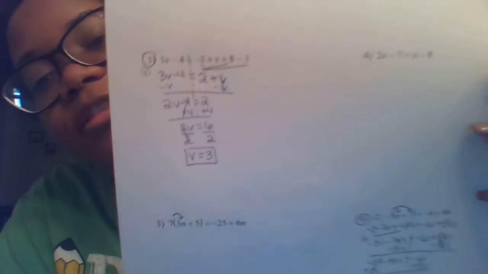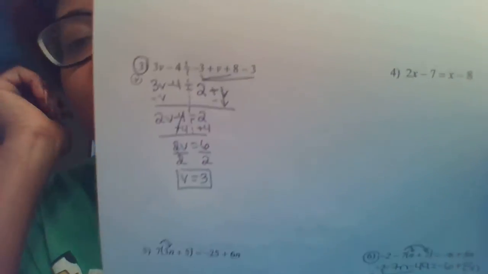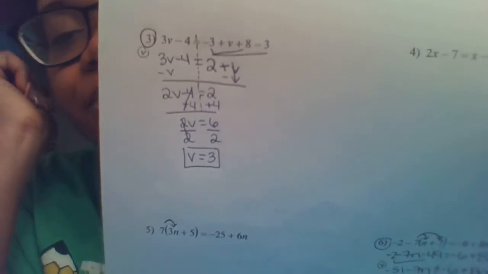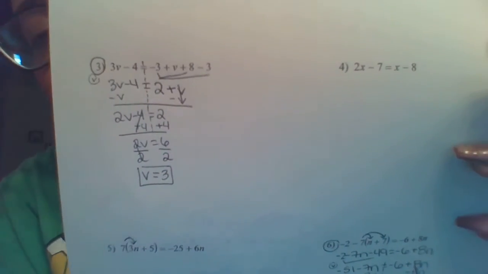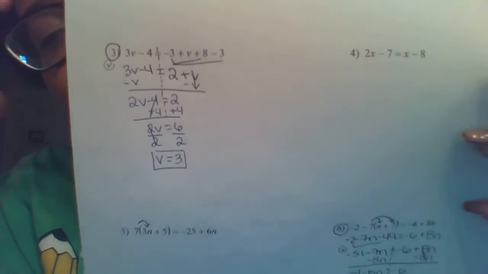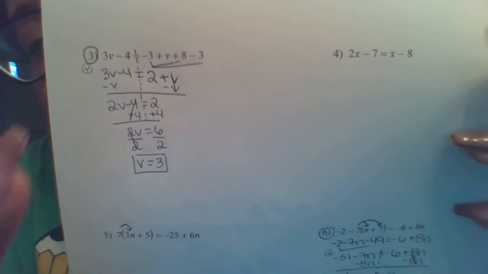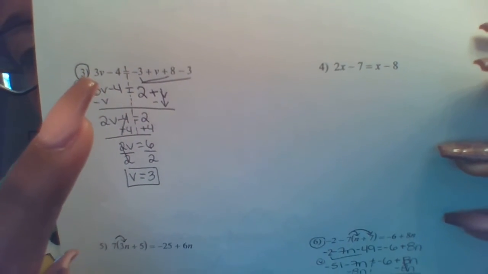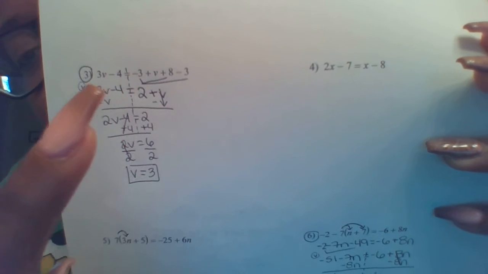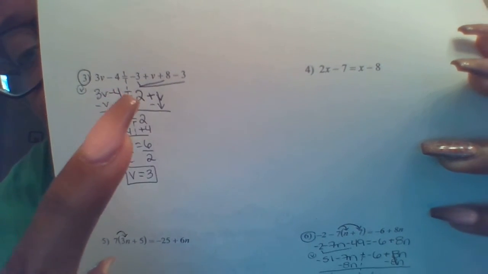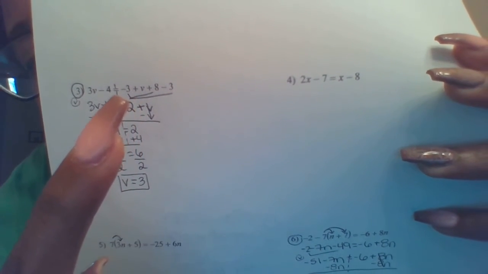Let us look at another example. Let's jump down to problem 3. So problem 3, there's a little more work involved. We actually have to simplify before we start determining what side to get all the variables on. So the left side of the equation is already simplified. We have 3v minus 4, no like terms, no distribution. The right side, however, requires a little bit of work.